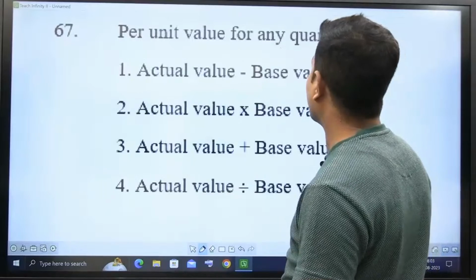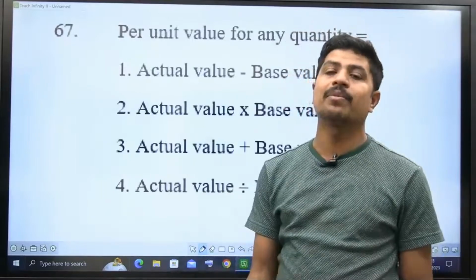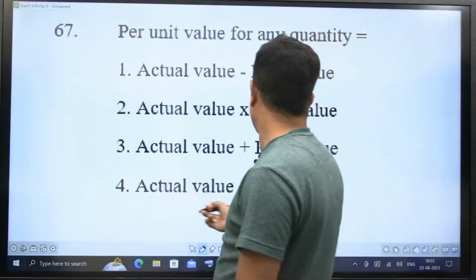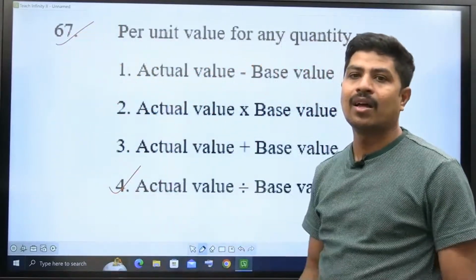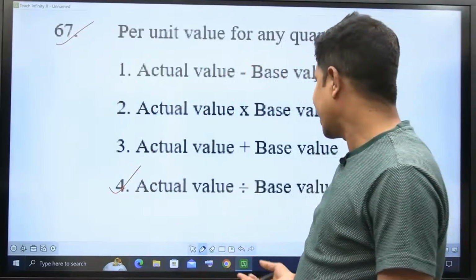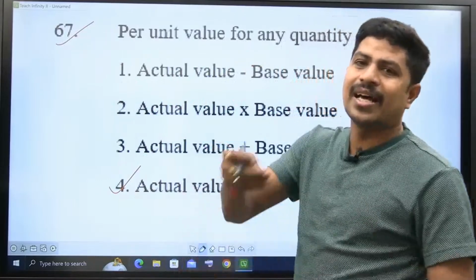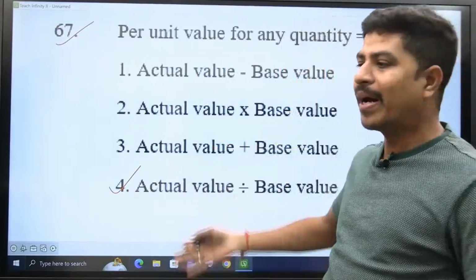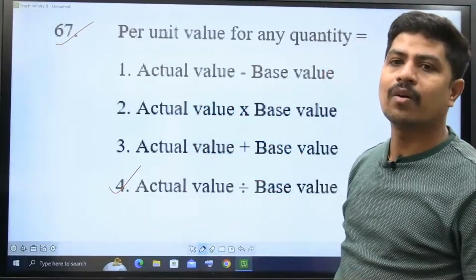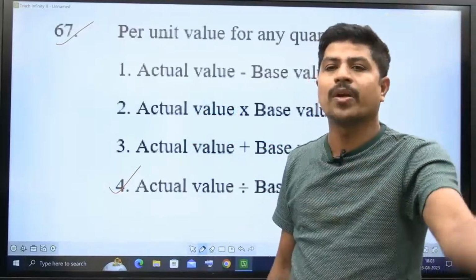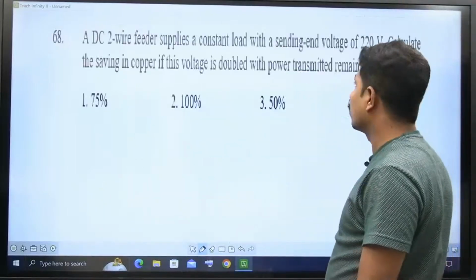Per unit value of any quantity is actual quantity by base quantity. That's all. See, for these questions, you need not have a deep explanation. All these are direct. The initial part of our learning is these things only. In power systems, we start with this one only. What is the purpose of per unit and what is per unit? Okay. Let's go to the next question.